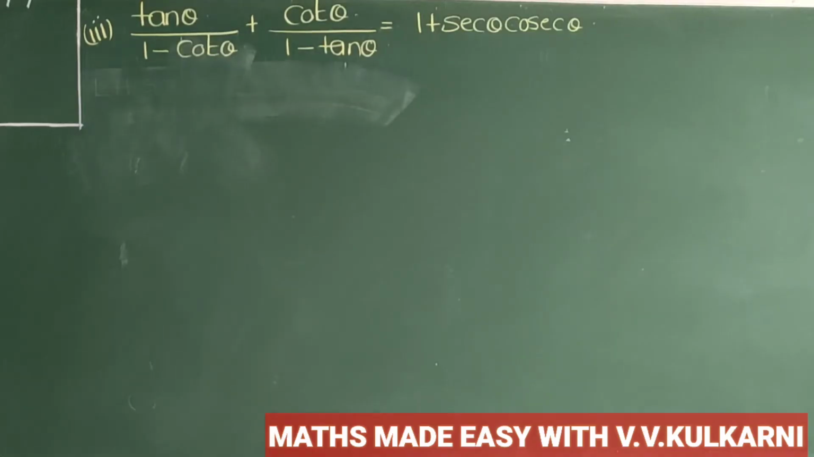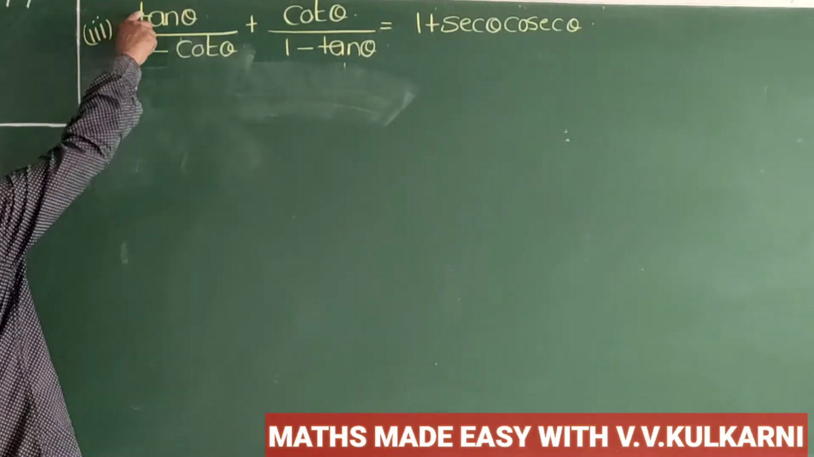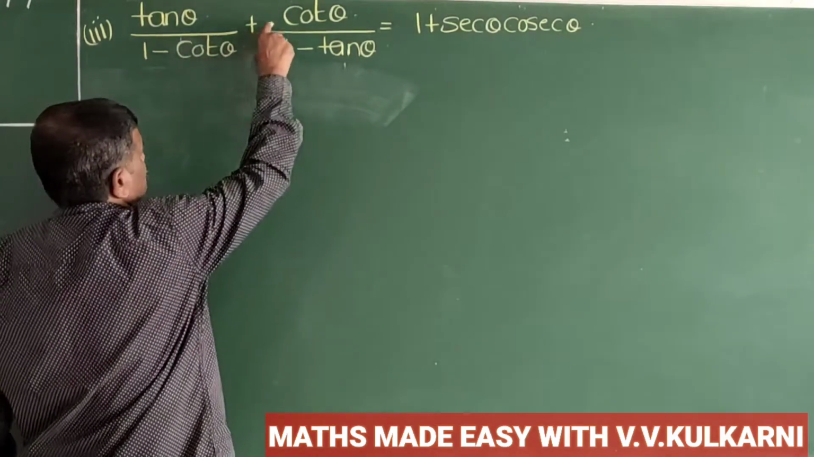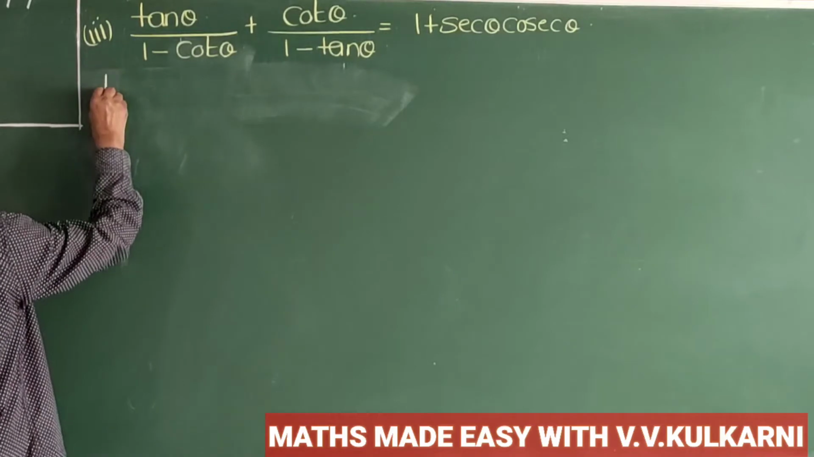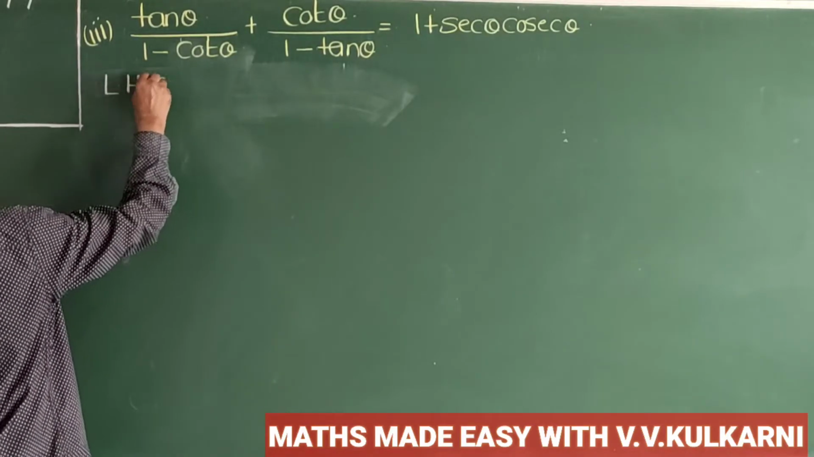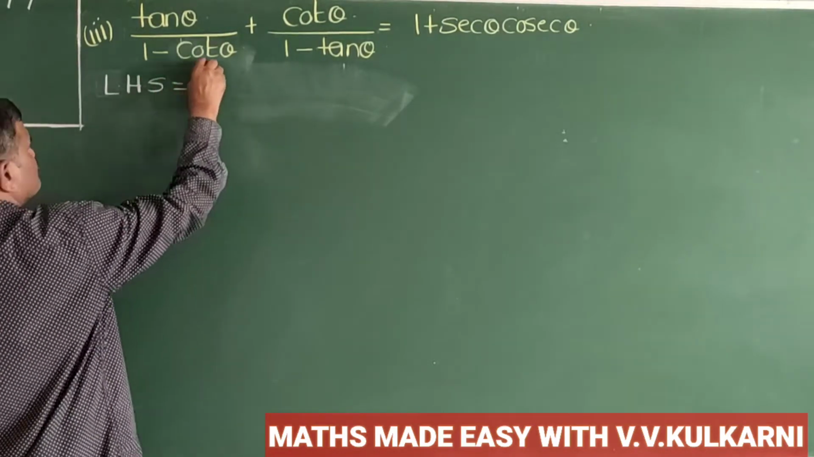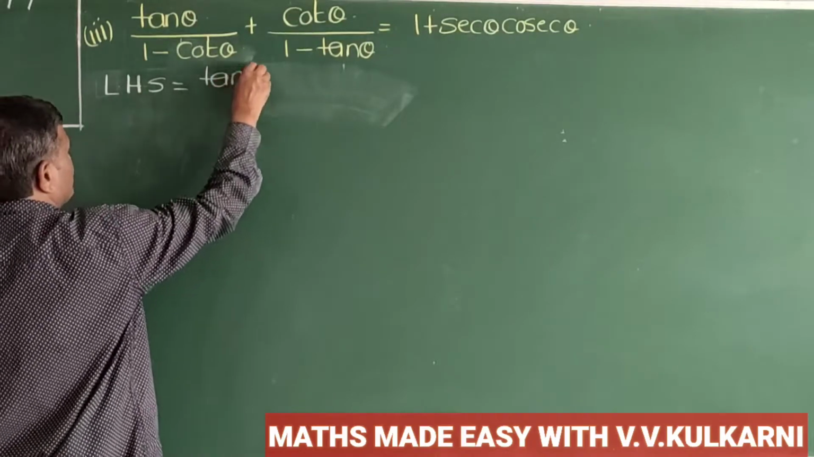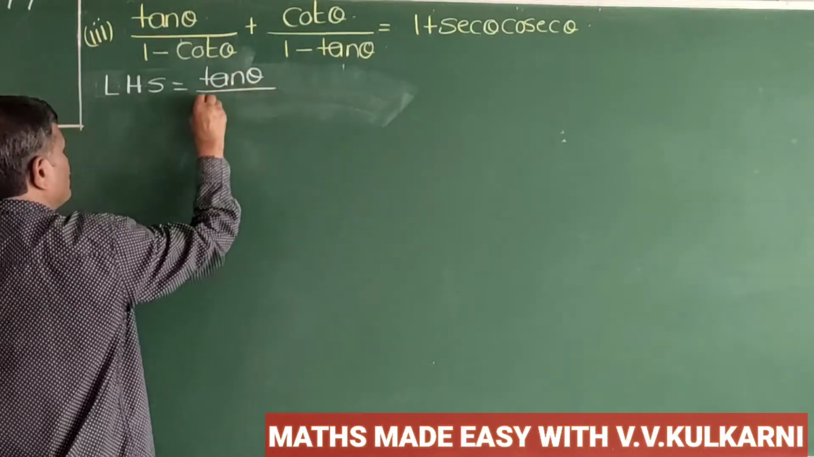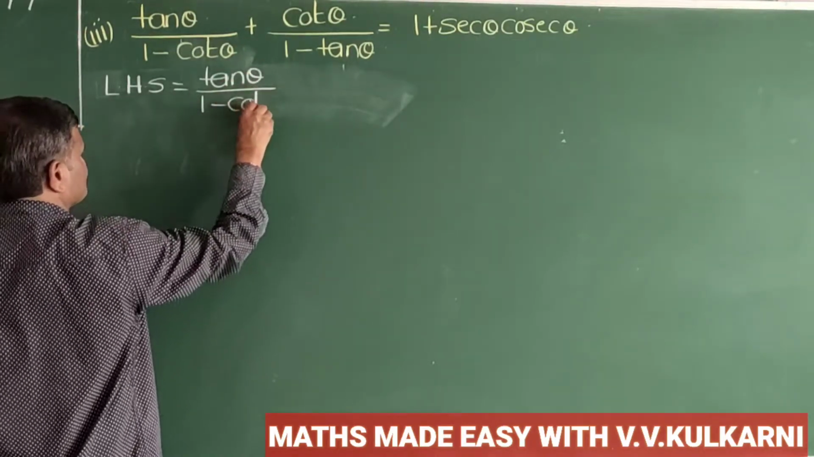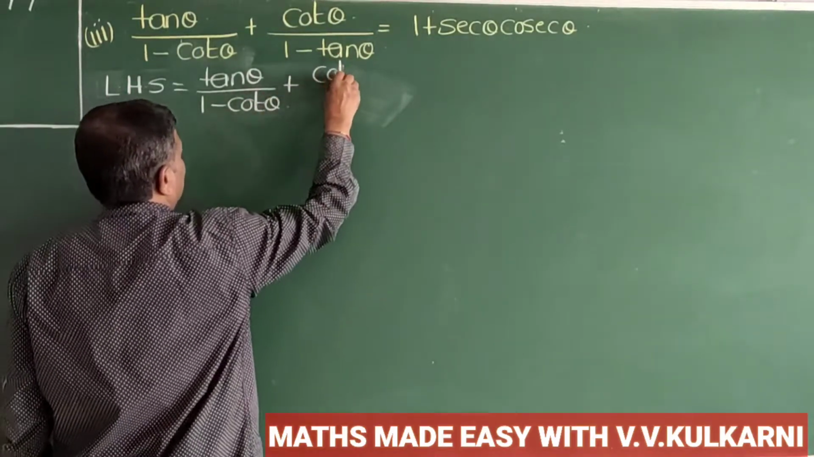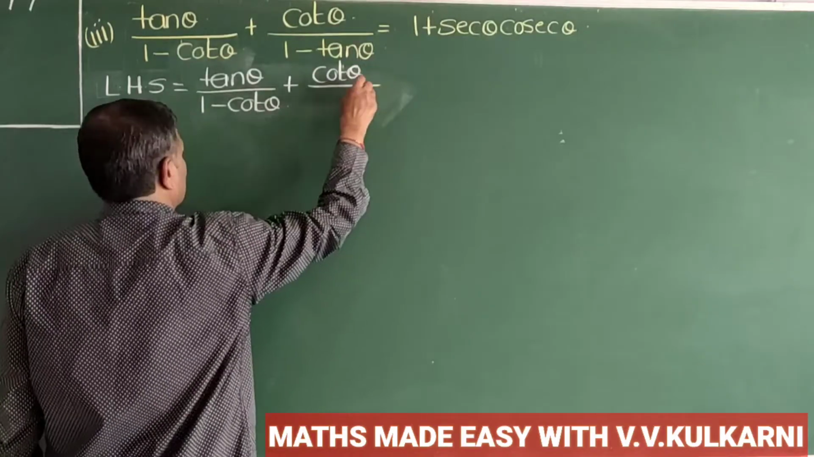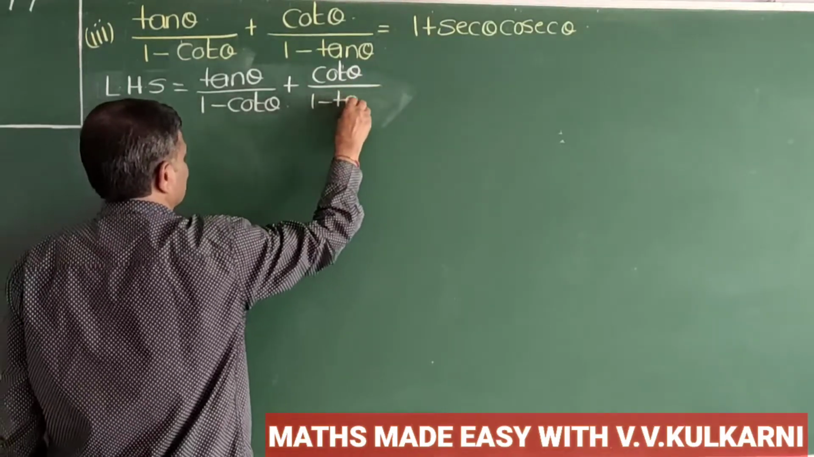देखिए यहाँ पर द क्वेश्चन रीड्स tan theta by 1 minus cot theta plus cot theta by 1 minus tan theta is equal to 1 plus sec theta cosec theta. This I'll write it as LHS is equal to tan theta by 1 minus cot theta plus cot theta by 1 minus tan theta.